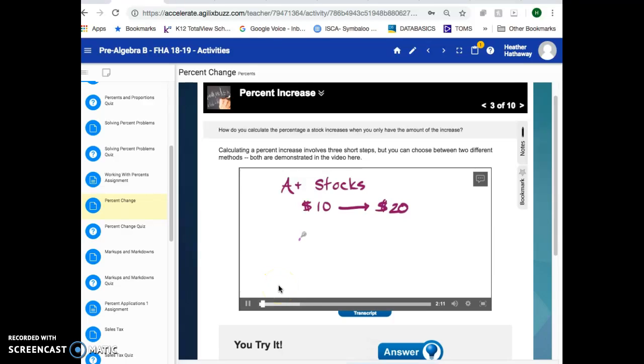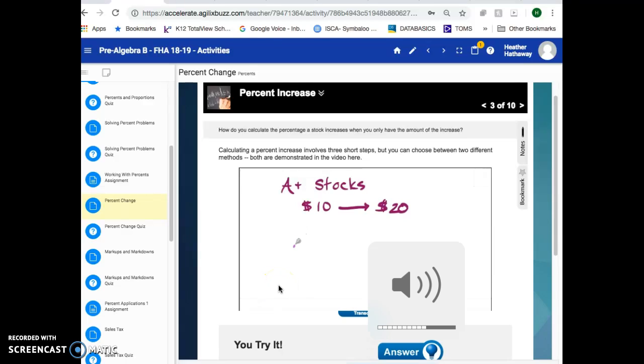A-plus stocks went from $10 to $20 in the course of a week from Monday through Friday. So we're going to calculate what percentage of change or what percentage of increase that is, because we're going from a lower number to a higher number. It would be considered a percent increase.